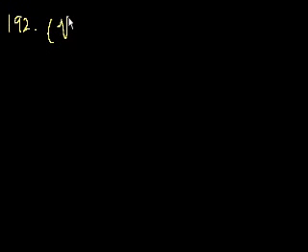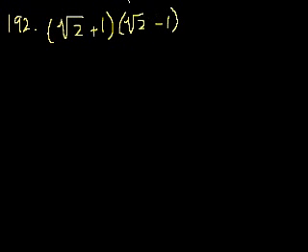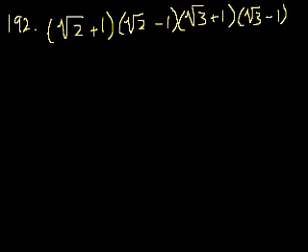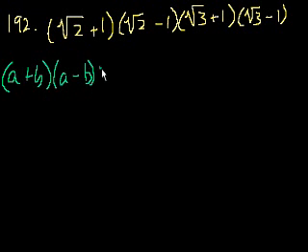They essentially want us to simplify the square root of 2 plus 1 times the square root of 2 minus 1 times the square root of 3 plus 1 times the square root of 3 minus 1. So this seems to be just an application of, I'm sure you've learned this in algebra, that a plus b times a minus b is equal to a squared minus b squared. And you don't have to memorize this. You could actually multiply it all out, and you'll get this. But it's a good thing to know, just if you want to do things quickly.